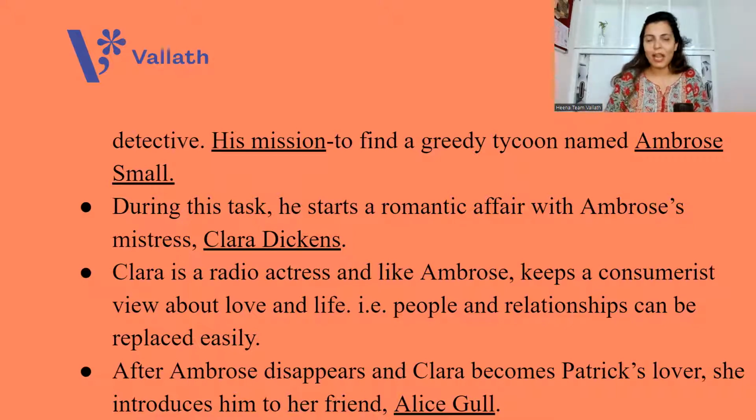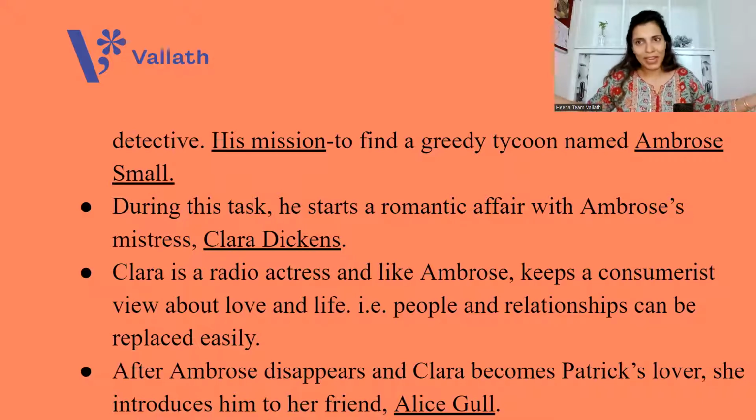Now, during this task, Patrick begins a romantic affair with Ambrose's mistress called Clara Dickens. So Clara was the mistress of Ambrose, but now because Ambrose is missing, Clara is open to relationships and she begins a passionate relationship with Patrick. Who is Clara? Let's listen about her. Clara is a radio actress, and like Ambrose, she also keeps a consumerist view about love and life. What is consumerist view? What is consumerism? Where you believe that people and relationships can be replaced easily.